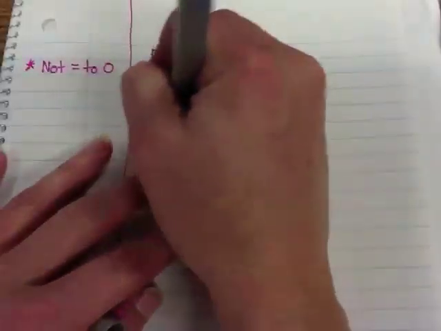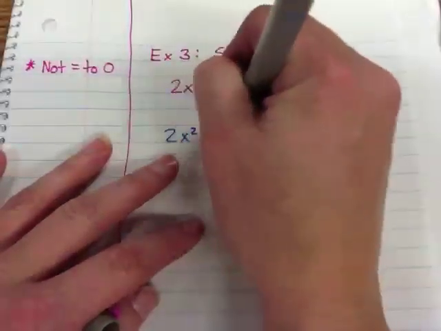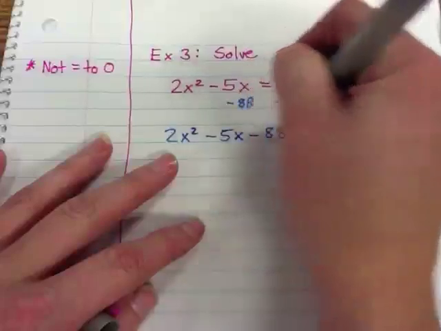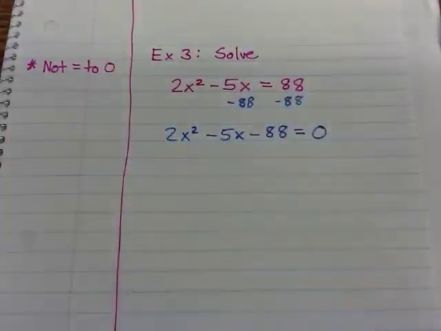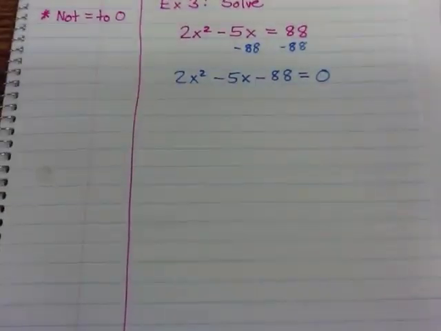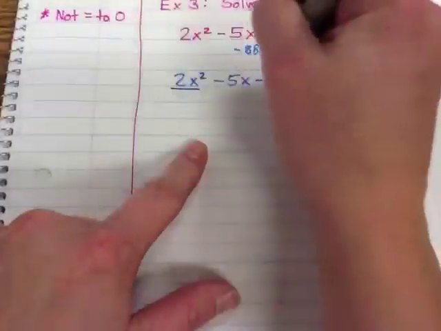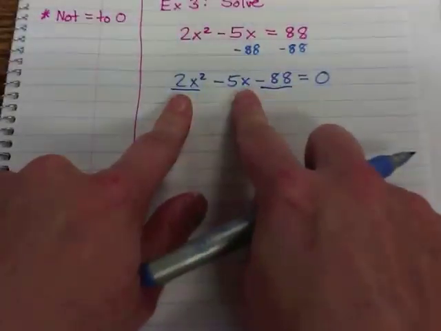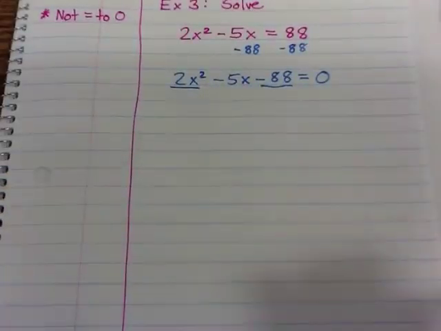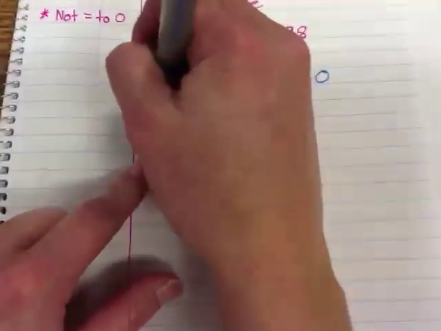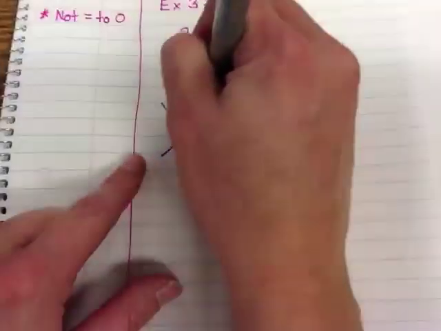And now you have 2x squared subtracting 5x subtracting 88 equals 0. Now you have a trinomial. So because you have a trinomial, what are you going to do? Diamond and rectangle. There was no common factor because 2 doesn't go into 5. So what's going to go at the top of the diamond?